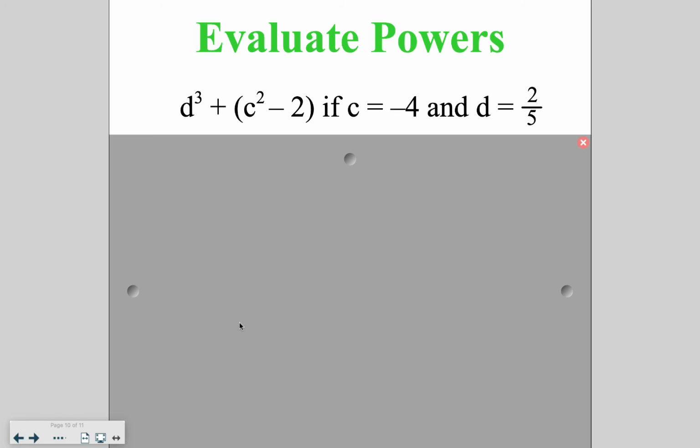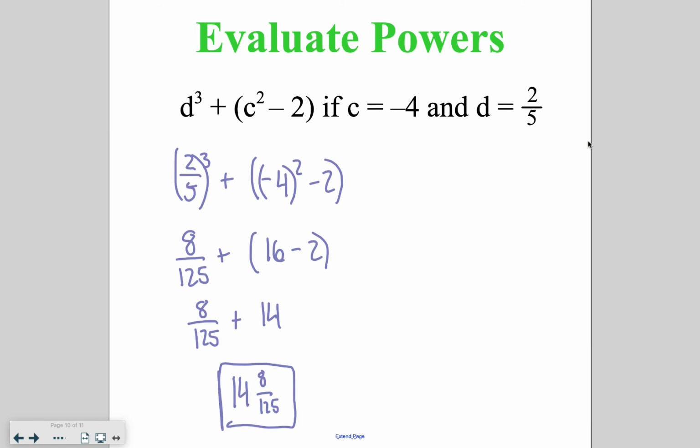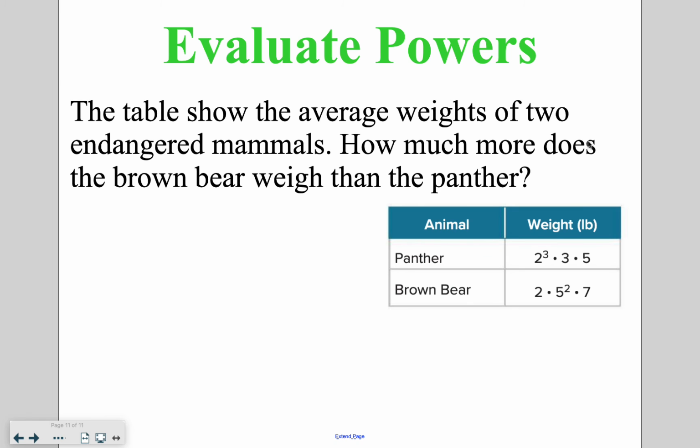Go ahead and try this one on your own. So plug in your values, simplify with those exponents, and then add at the end, we end up with 14 and 8 over 125. Last example here with a word problem.